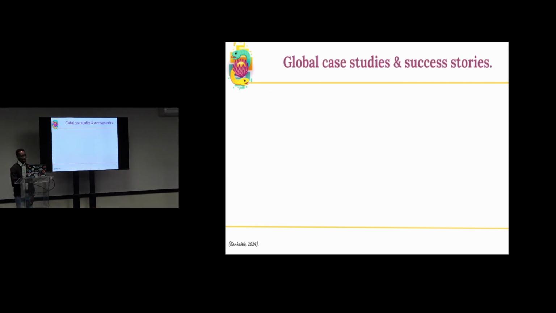There are also global use cases and case studies that we can see as success stories for open source software, like Moodle.